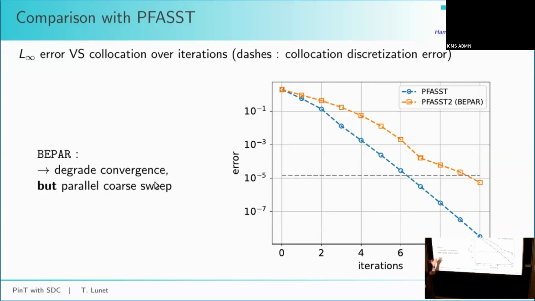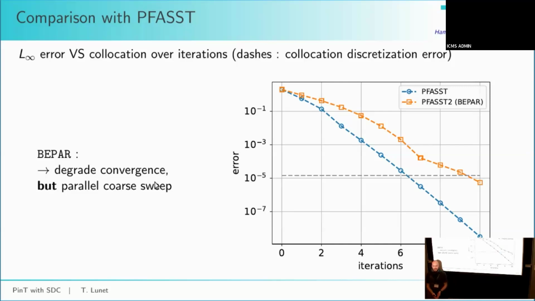But so we do have something that converges slower, but at least it's in parallel. So the coarse sweep can be done faster, which is nice. For instance, you can do maybe more coarse sweeps on the coarse level, and then you do a coarse correction and then the relaxation. And at the end, because it can be done in parallel, you get some time improvement, but I do lose something.